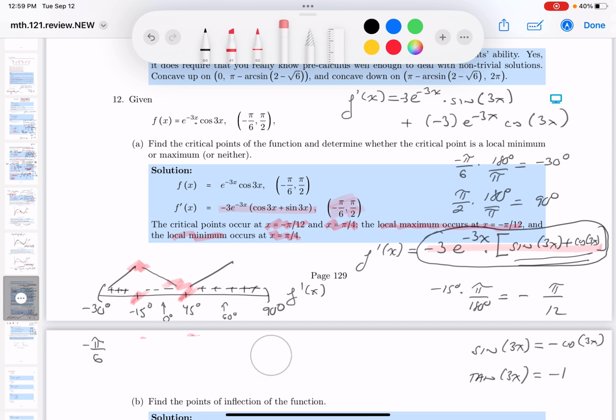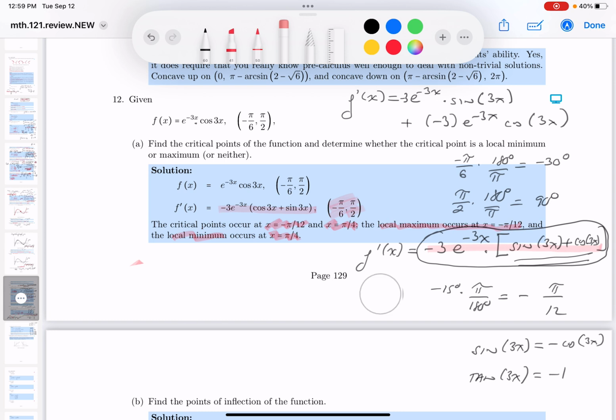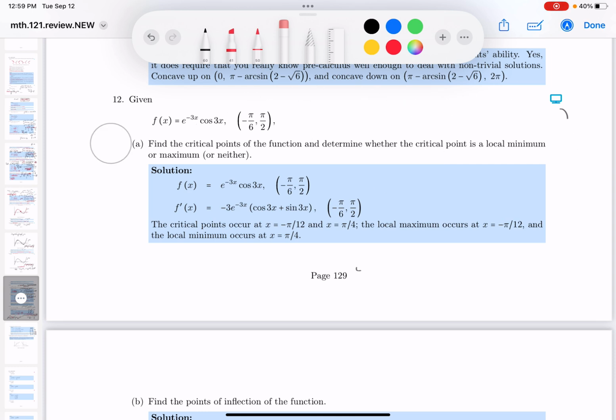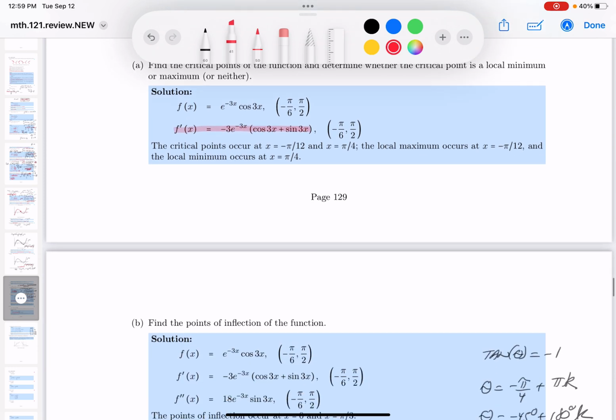What I want to do is erase A, and move on to B now. My suspicion is B is going to ask me about the second derivative. And the problem with the second derivative is I need to know the first derivative to have the second derivative. Do I know the first derivative? I do. By the way, I'm making an assumption. Let's read the question. Find the points of inflection. Yeah, they're asking for it.